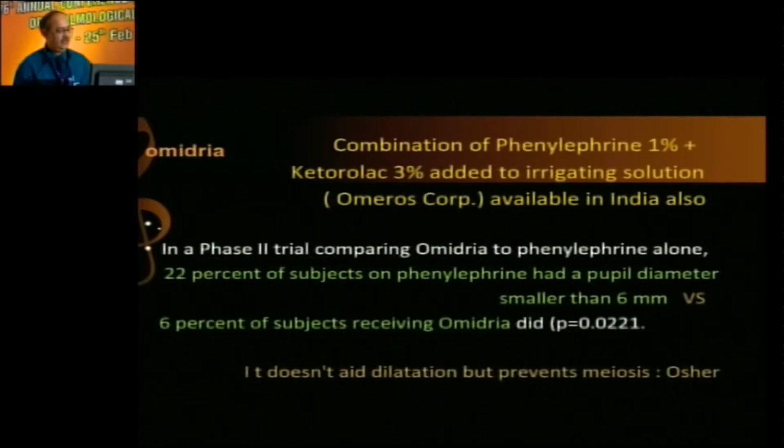So the international brand is Omidria, which is phenylephrine plus ketorolac. An Indian version is also available. It has shown that 22% of subjects on phenylephrine had a pupil diameter smaller than 6 millimeter, compared with 6% who used Omidria. It doesn't aid in dilatation, but actually it prevents miosis.